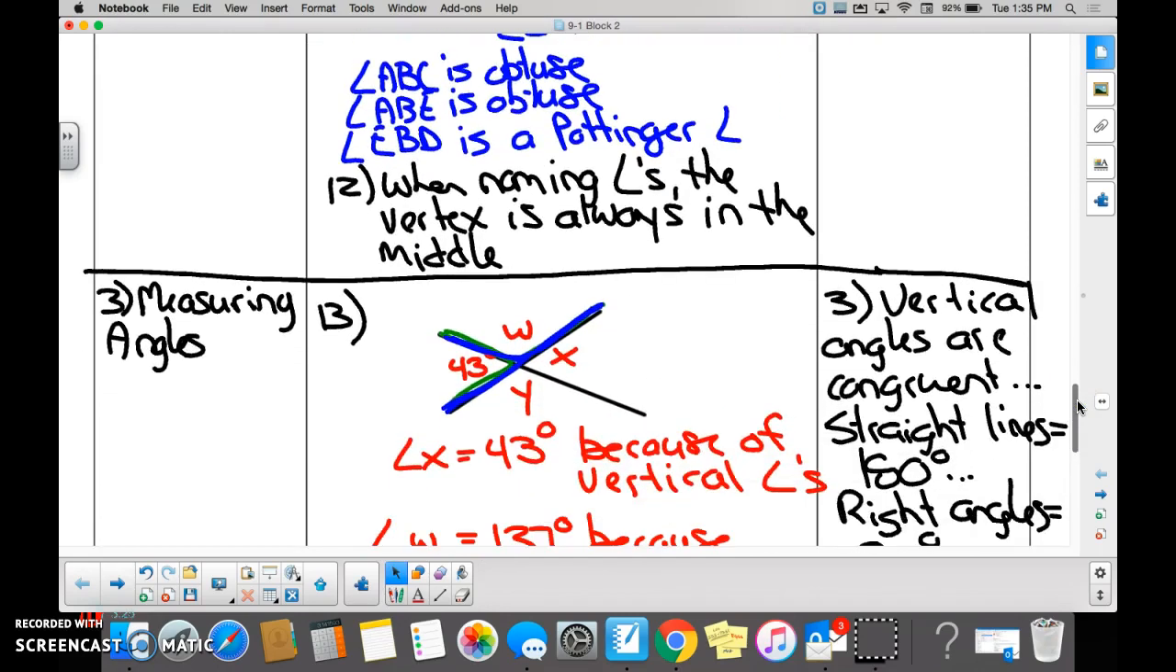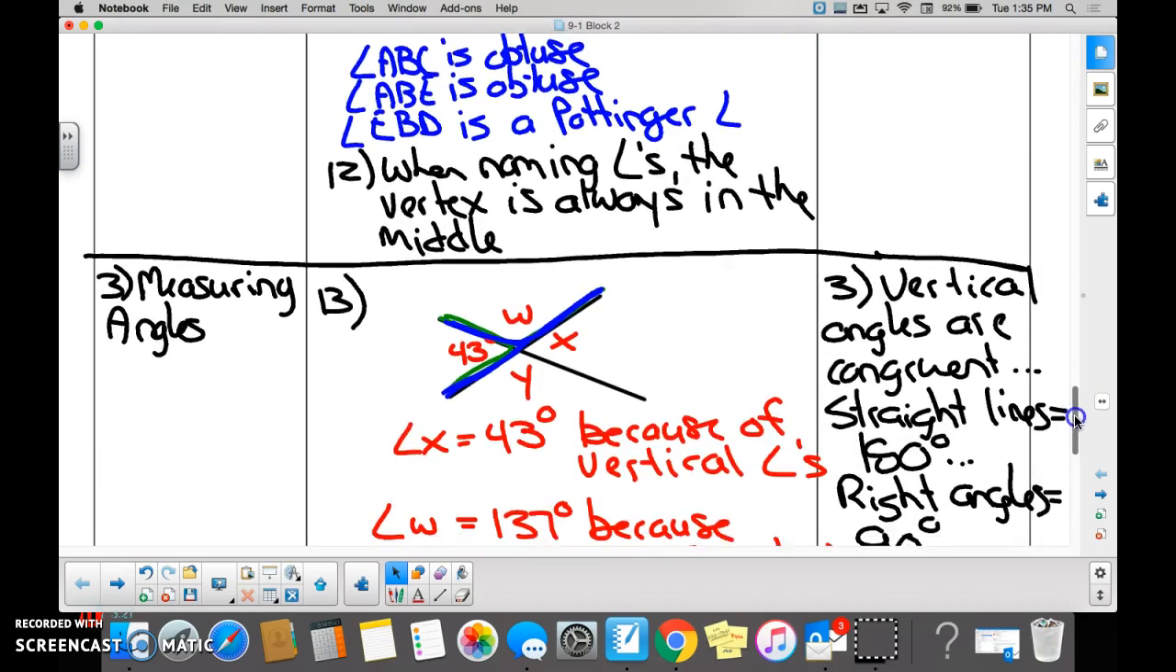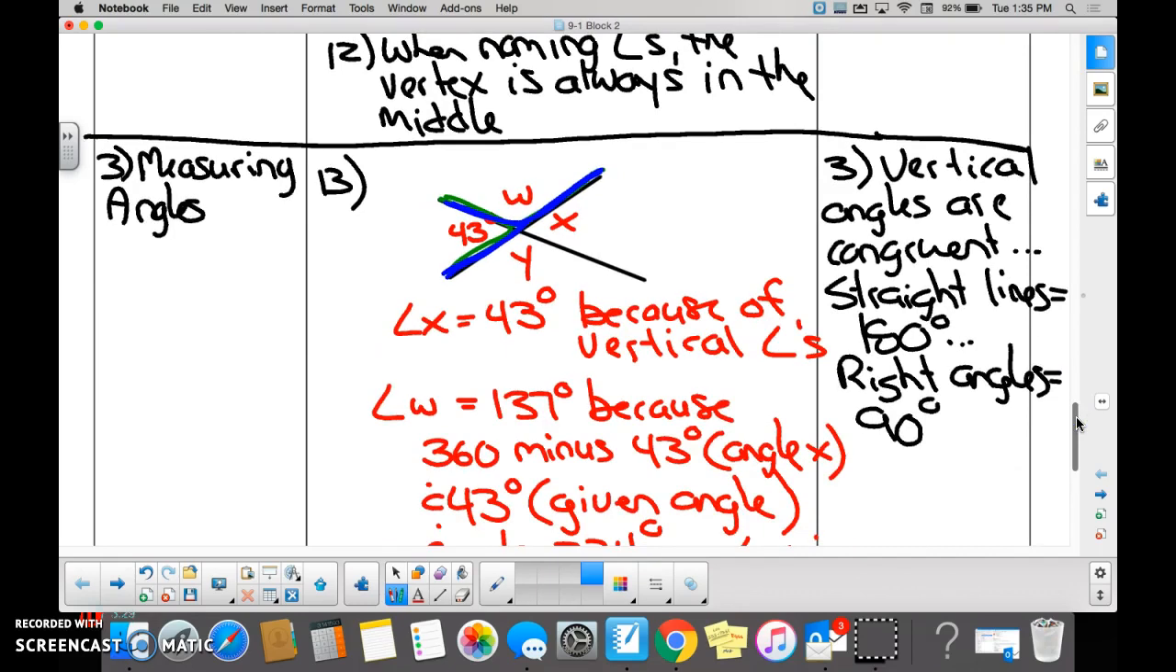Measuring angles. Here's what I gave you. It's going to be kind of a long video. I gave you all of this right here in a picture. If I give you all of that in a picture, are you able to tell me what the measure of angle X, W, and Y are? Yeah. Sure are. What's the first thing you're going to tell me? What's the first and easiest thing, Avery?